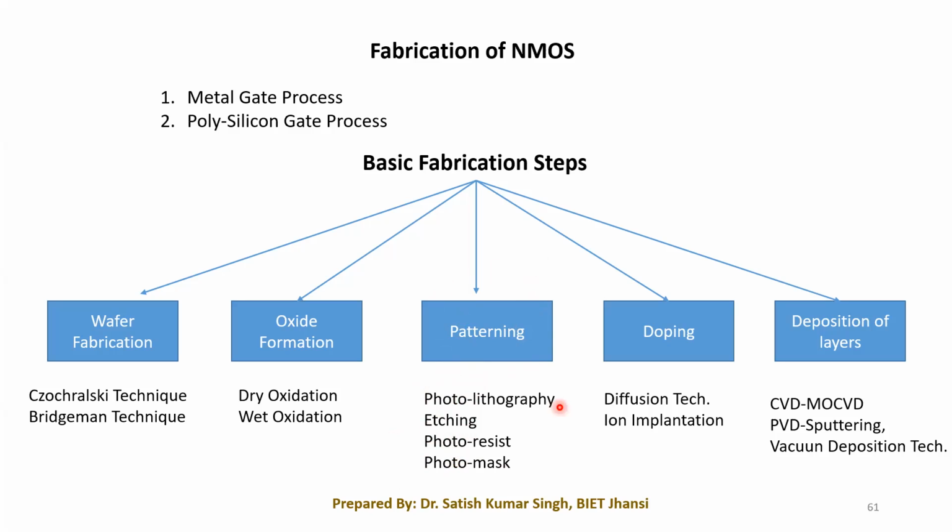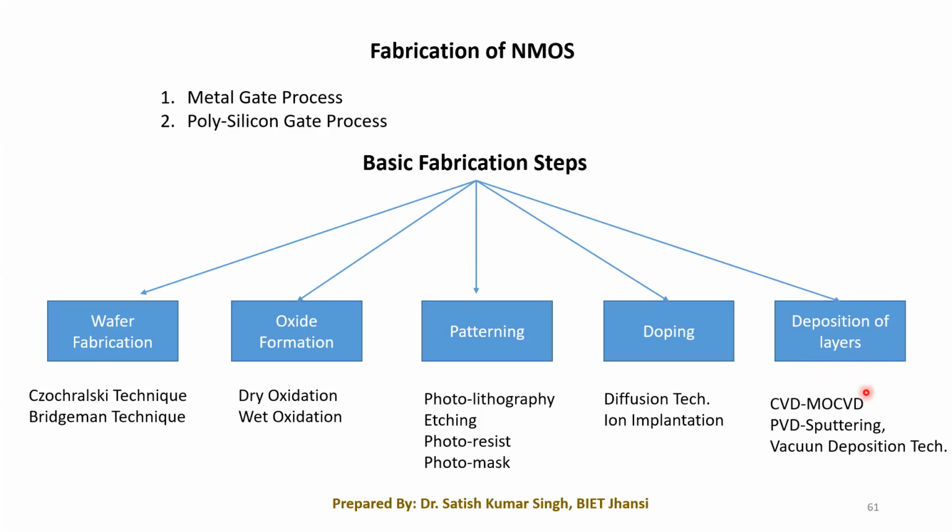Then we need to dope certain regions. If we are fabricating an NMOS transistor, obviously we need to have regions which are N-plus doped. So we need to go for the doping process. This doping process may use either the diffusion technique or the ion implantation technique. Similarly, multiple times we need to deposit different layers onto the wafer surface. Those layers could be dielectric layers, organic layers, or metallic layers.